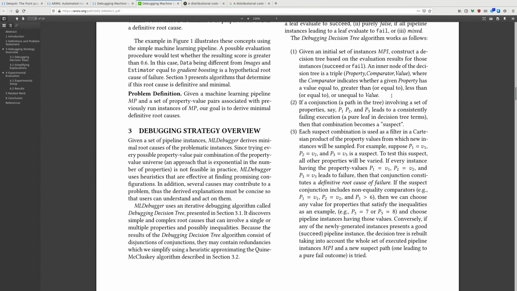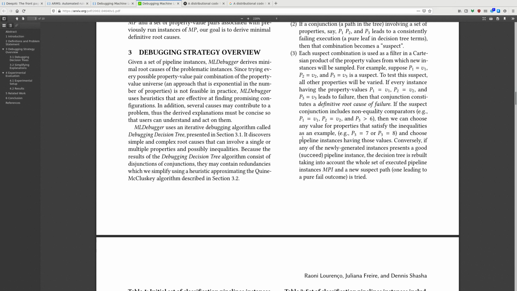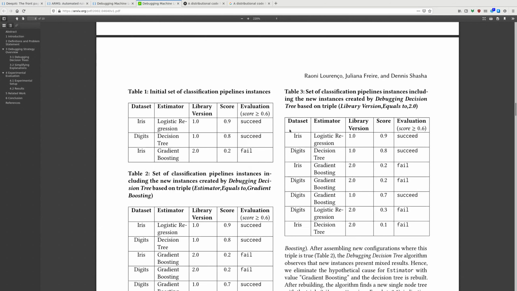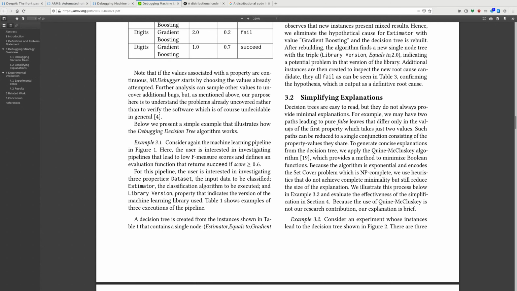So once more, given a set of instances, construct a decision tree. A conjunction path in the tree involving a set of properties P1, P2, and P3 leads to consistently failing execution. If a path in the tree leads consistently to failing execution, then the combination becomes suspect. Each combination is used as a filter on the Cartesian product, and then we test additional suspect values.